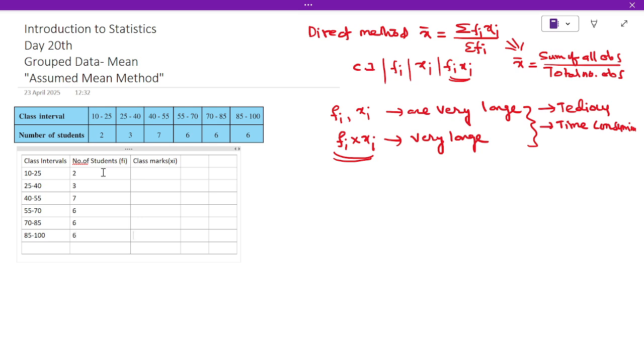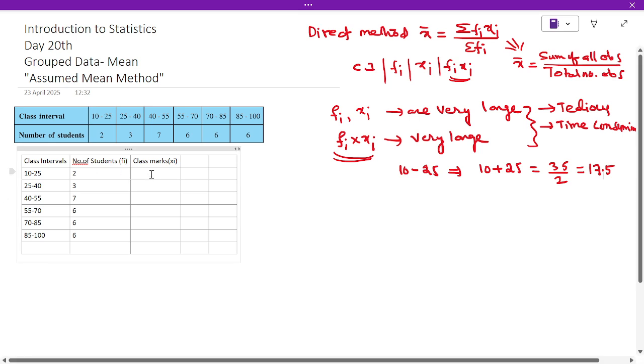Okay, so you know how to find the class marks? You just take the sum of the lower limit and upper limit and divide by 2. So I am again repeating. For example, what is the class interval here? 10 to 25. So how can I find the class mark for this? You just take the sum of these two numbers, that is 35, then divide by 2, so that is equal to 17.5, right? So that's how we find the class mark for each class interval.